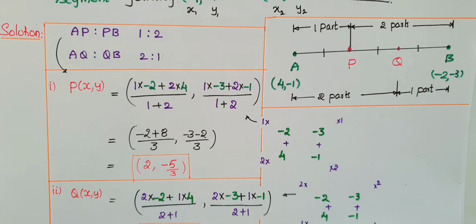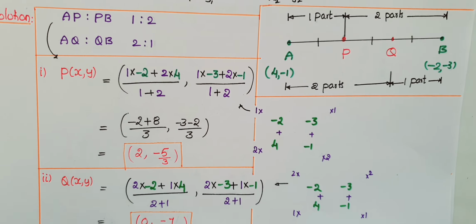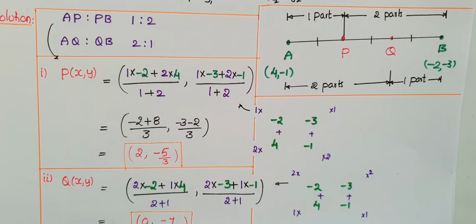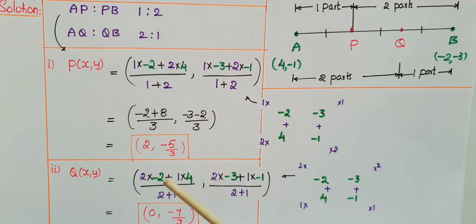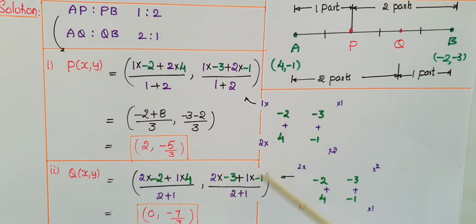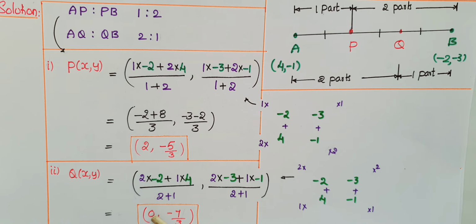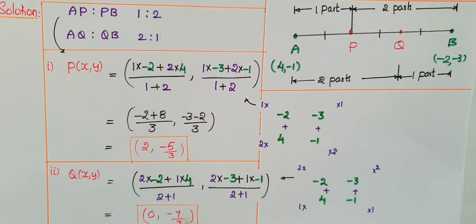Now you can find the Q coordinates that divides the line segment in the ratio 2:1. If you apply that ratio 2:1 here, then you will get the Q coordinates as (0, -7/3).